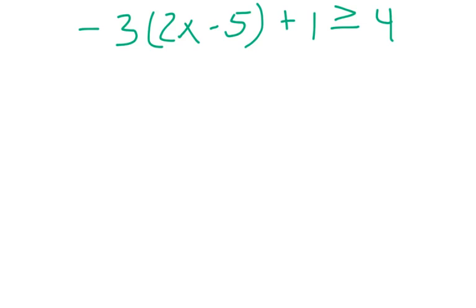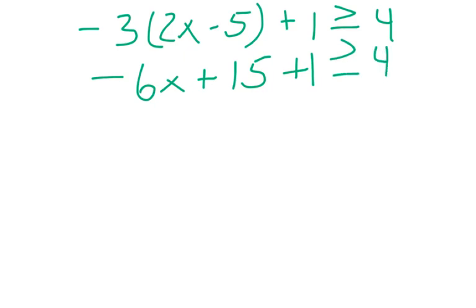So I'm going to start off with distribution. I'm going to take the -3 and distribute it through the parentheses. -3 times 2x is -6x. -3 times -5, a negative times a negative will give me a positive 15. Everything else is just going to come down. Get your structure nice and tight here. So bring down the +1, bring down the inequality, bring down the 4. Next step in simplifying is to combine like terms. I have a term with an x and I have two constants. These two can be combined. 15 plus 1 is 16.